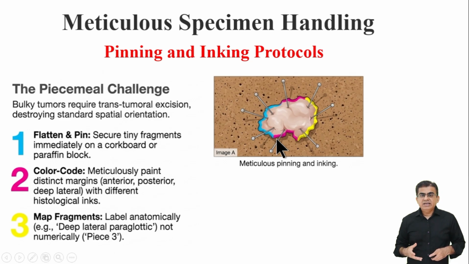Finally, look at step 3. You must accurately map these fragments for the laboratory. You must never send a specimen jar simply labeled as piece number 3. This is completely useless information for your pathologist. You must actively label it with precise anatomical locations such as the deep lateral paraglottic margin. Following these strict steps guarantees that your pathologist can give you an accurate and reliable final margins report.